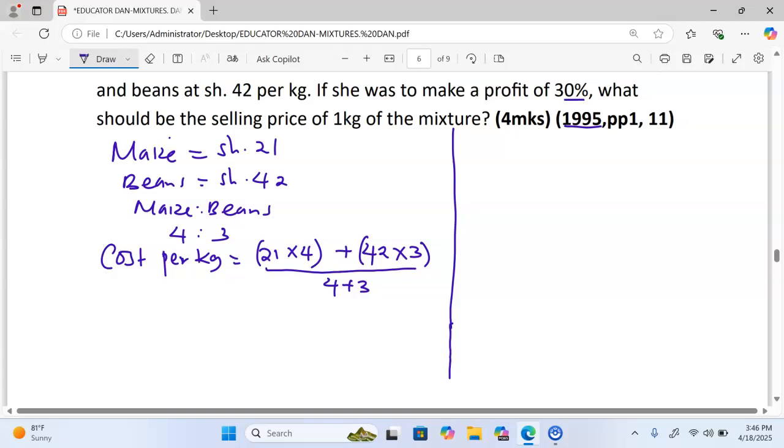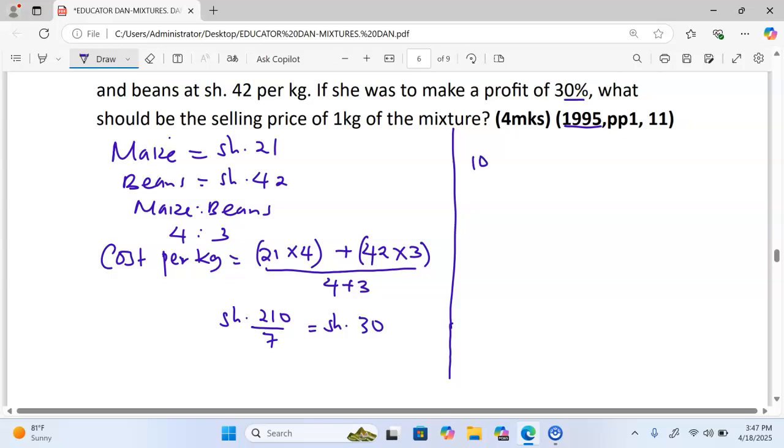Having done that, we can now proceed and multiply. 21 times 4 plus 42 times 3 will give us a total of 210. We divide by the total ratio, which is 7, and this one is going to give us exactly 30 shillings. That is the cost price, and the cost price is usually 100%.